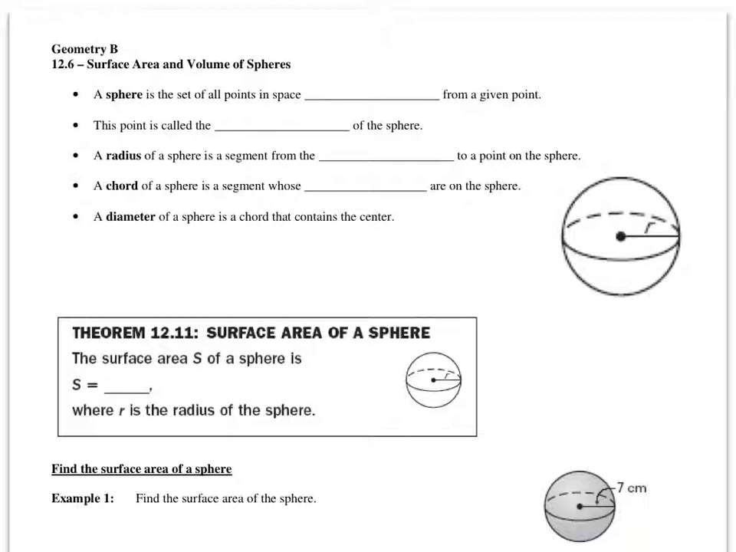So a sphere is a set of all points in space equidistant from a given point. This point is called the center of the sphere. A radius of a sphere is a segment from the center to a point on the sphere. So here's my radius right here.